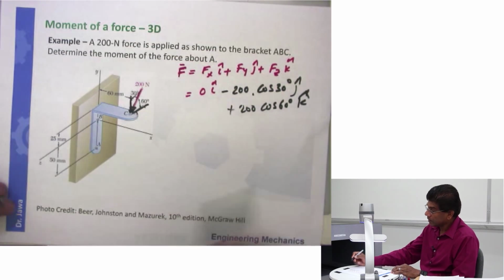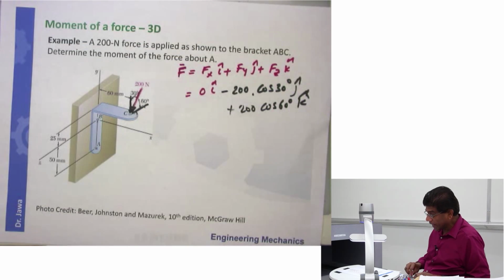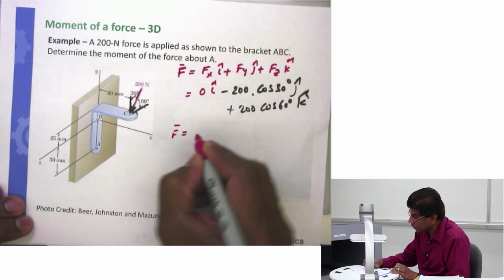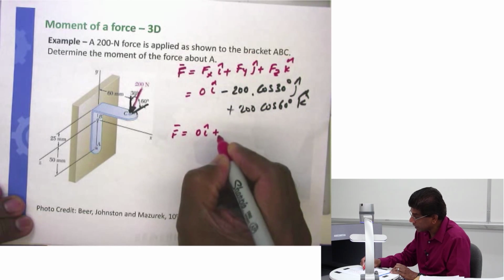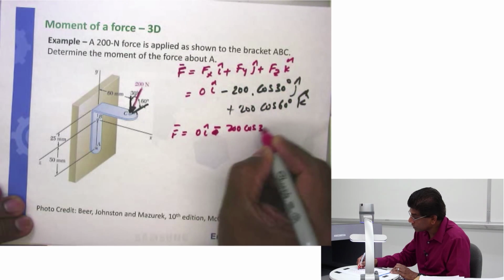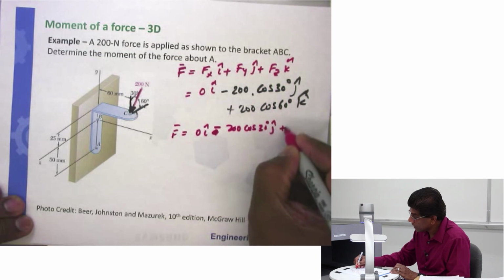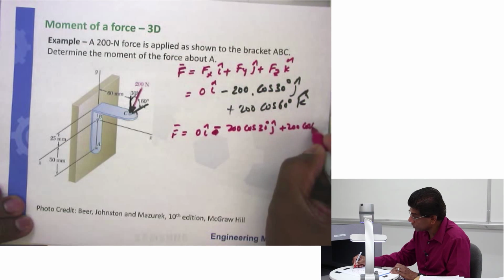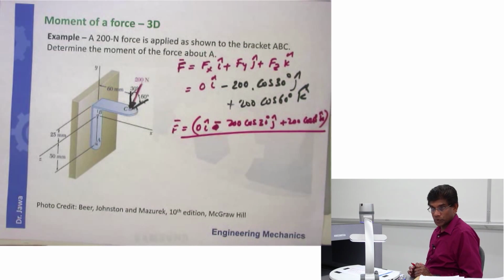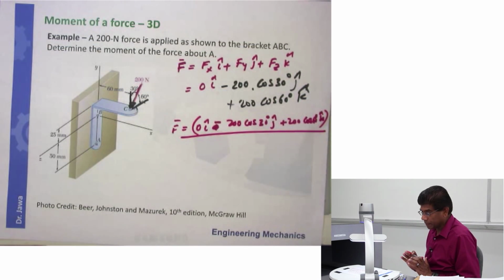60k. All right. So what I have done is writing this force in Cartesian vector format: minus 200 cosine 30 j plus 200 cosine 60 k. Make sure you understand how to do this. This is a critical step.